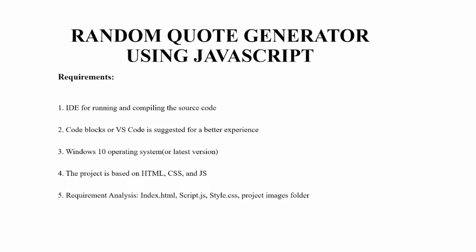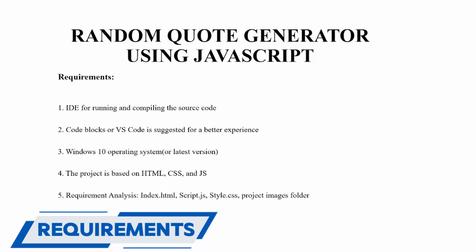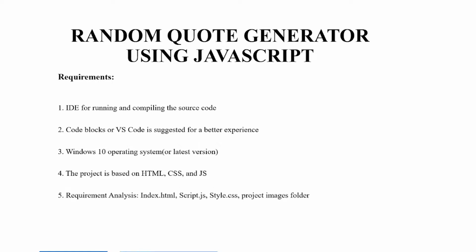Today we are going to make a JavaScript project which is based on a random code generator using JavaScript. First, the requirements. We require an IDE for running and compiling. We require a text editor where we are going to write our code. We may use any text editor, but the recommended ones are Code Blocks or VS Code. We require an operating system. We may use any operating system, but the one which I use is Windows 10. This project is based on HTML, CSS, and JavaScript. The requirement analysis includes an index.html file, script.js, style.css, and we are going to use a project images folder.